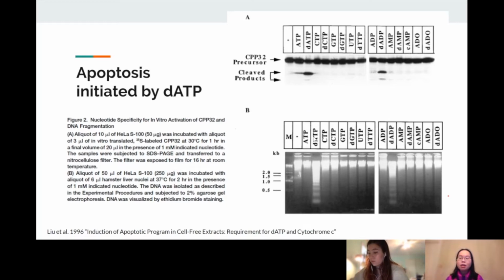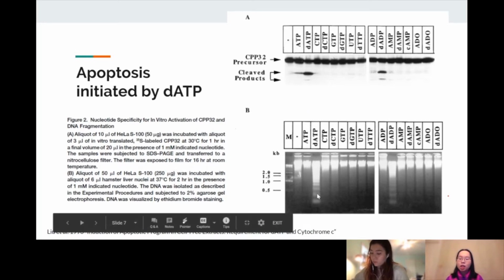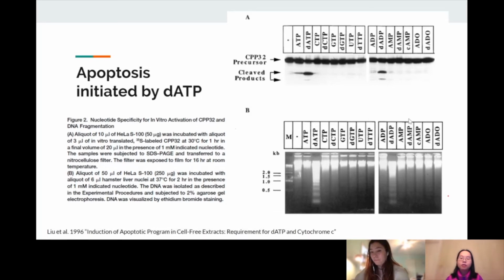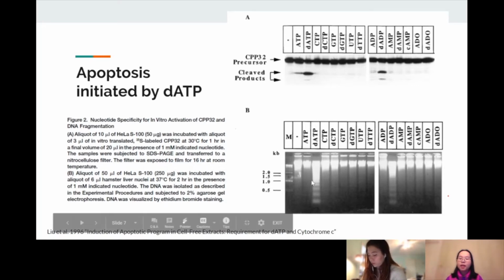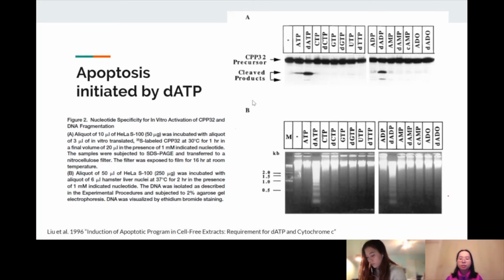So in panel B, you're looking at DNA fragmentation in the dATP column and the dADP column, illustrating that they're important for the initiation of apoptosis. And just to give you a better idea what these diagrams are, they're gels. So you can see different bands of different proteins here and different pieces of DNA here. So this laddering effect that you see here indicates DNA fragmentation, and the cleaved products indicated by these 2 arrows indicates the cleavage of the protein.